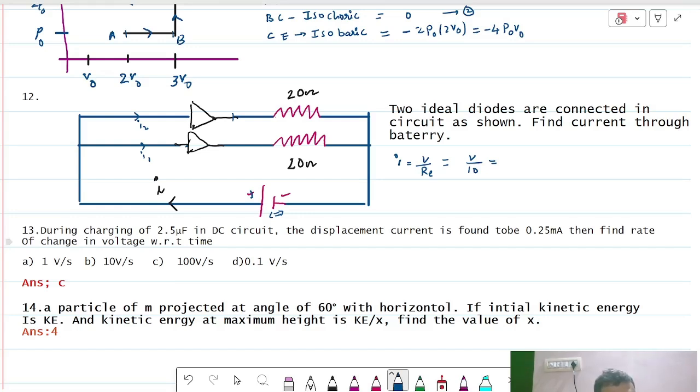During the charging, this is again a capacitor of 2.5 microfarad in a DC circuit. The displacement current is found to be 0.25 milliamperes.